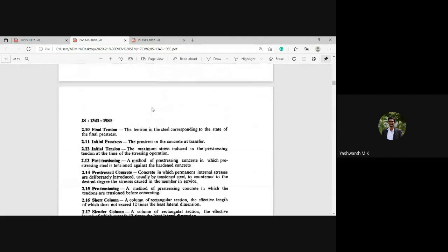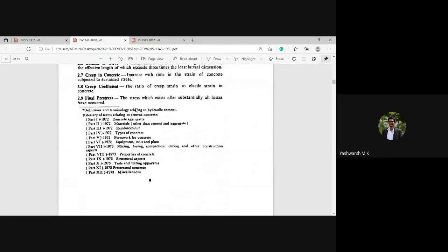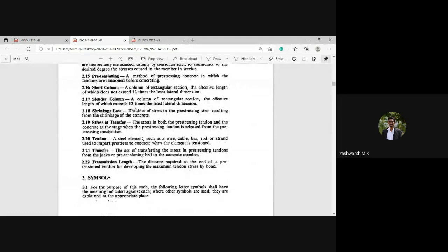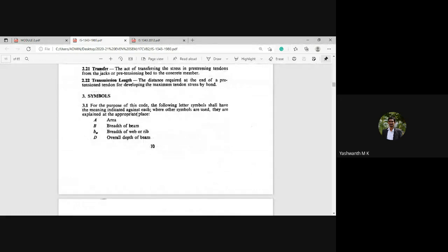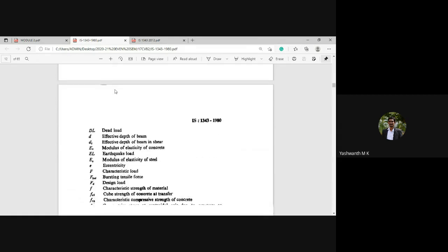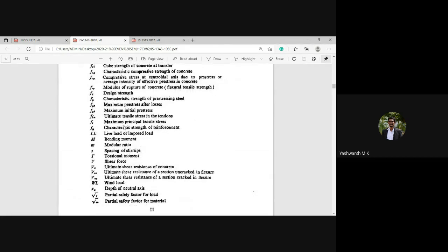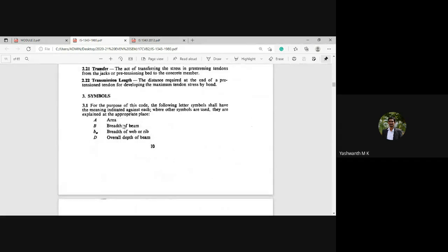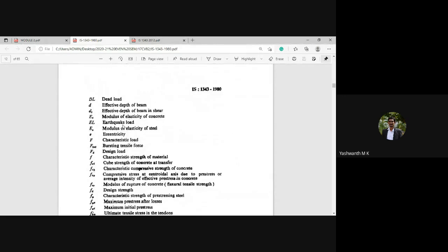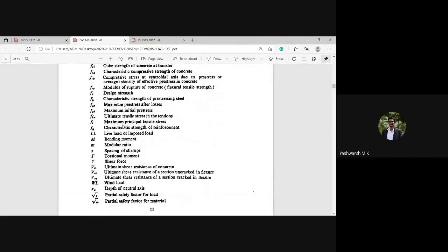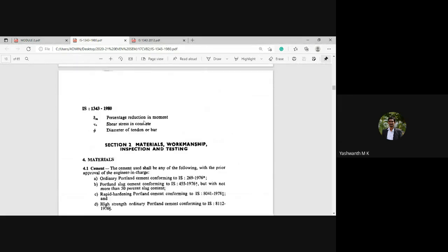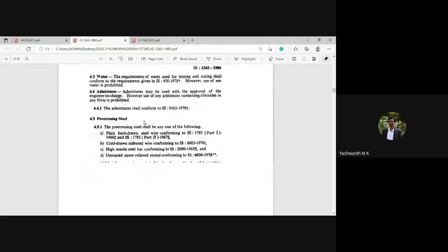These are basic terminologies. What is creep coefficient? What is creep? Everything has been mentioned here: all the terminologies which have been discussed or which you are going to use in pre-stressed concrete. This is the nomenclature I have been using, that is symbols, A, B, D, and all the abbreviations we are using. All those things have been mentioned here. Next, materials.